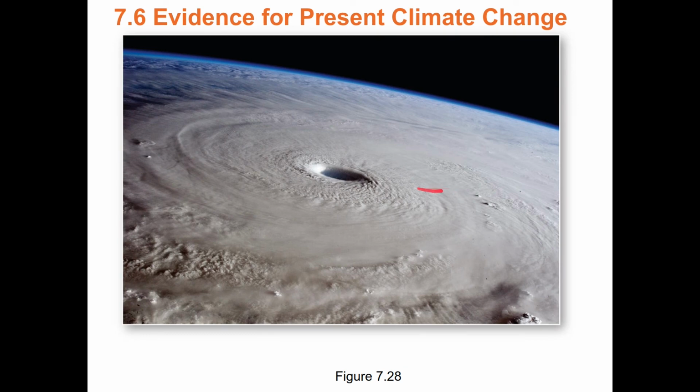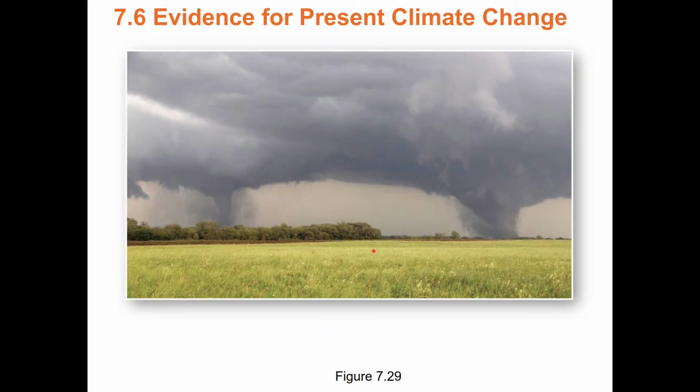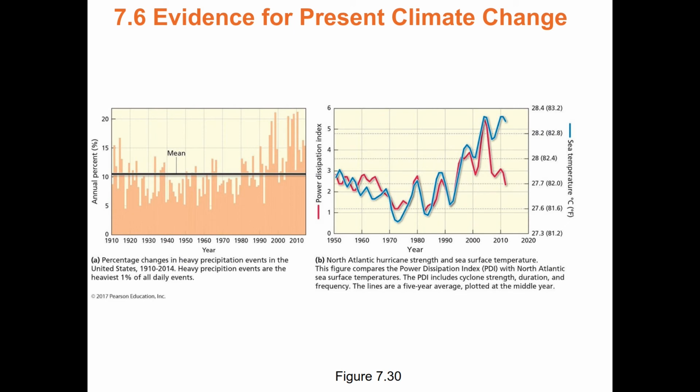Storms are bigger. I believe this is Hurricane Patricia, sustained winds over 200 miles an hour over Mexico. It was the largest, most powerful hurricane in the Pacific ever recorded. It's just a symptom of a warming planet. Tornadoes, also North Atlantic hurricane strength, and sea surface temperature going up and up and up.